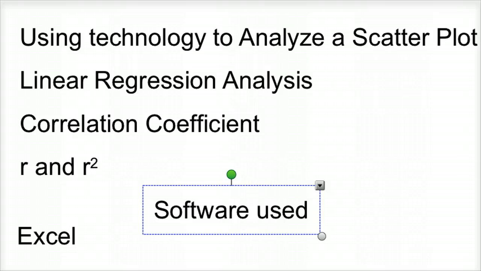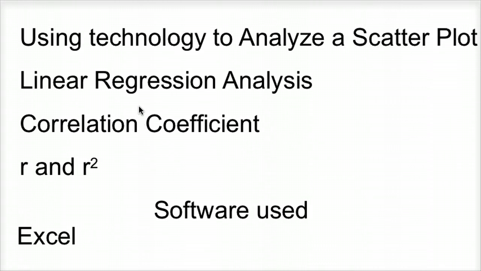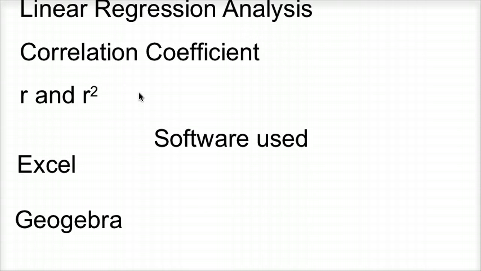But anyway, it's also called linear regression analysis if it's a straight line. We're going to talk about a correlation coefficient, R and R squared, and then the software we use. So I use Excel and GeoGebra, and that's what my students use, and if you're my student, that's what you're going to use. We also could use Google Docs, but that's a little tougher to do correlation coefficients and things on. I haven't figured it out yet. So we'll stick with Excel and GeoGebra and let's get started.